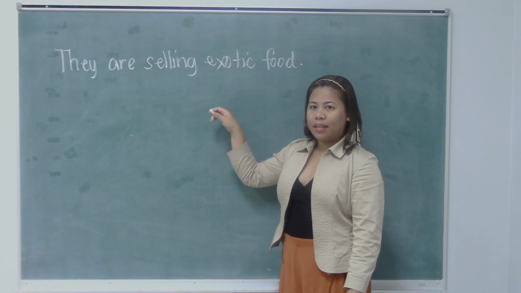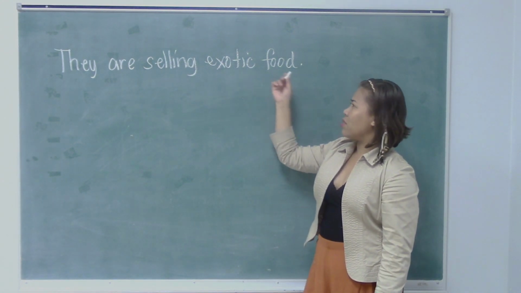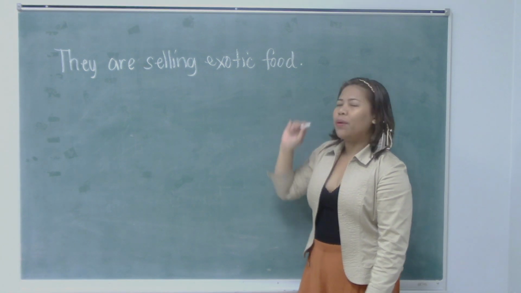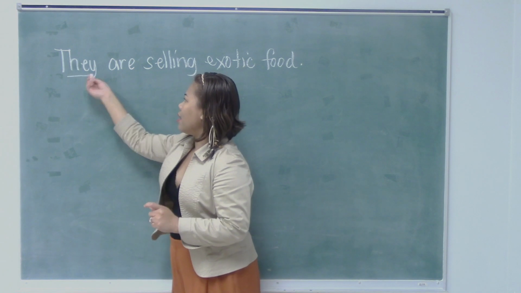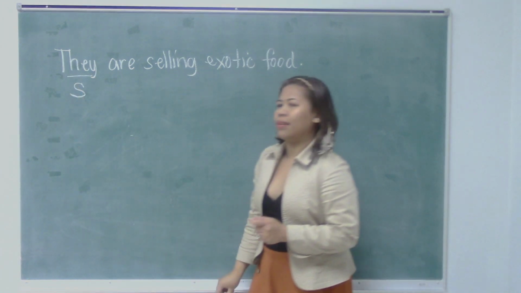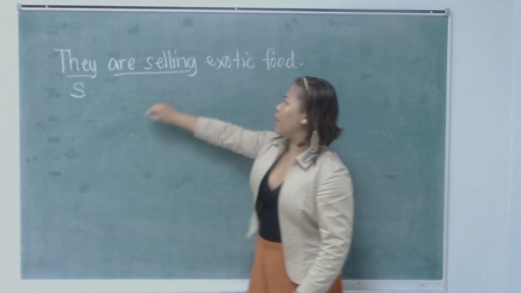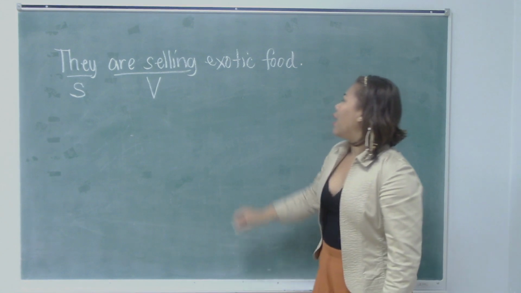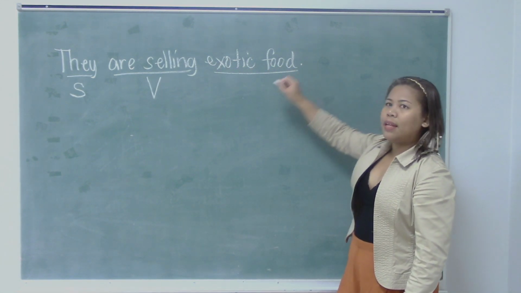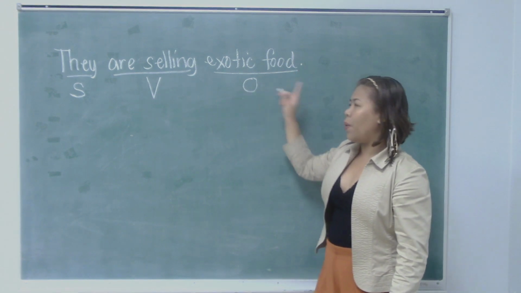Let's take a look at this sentence. So it says, they are selling exotic food. So let us identify our subject first. Our subject is they. Our verb, our complete verb, so there's a linking verb and the main verb, so this is our complete verb, are selling. And exotic food is our object. So this sentence is an SVO pattern.